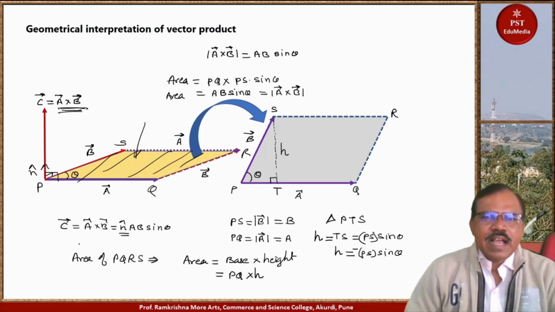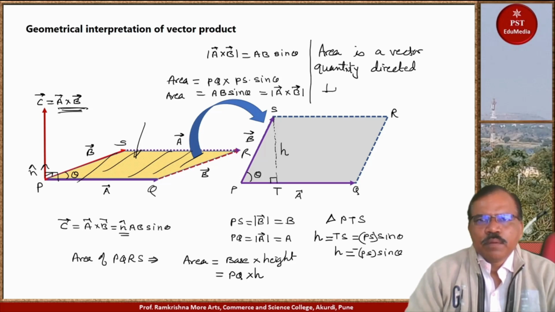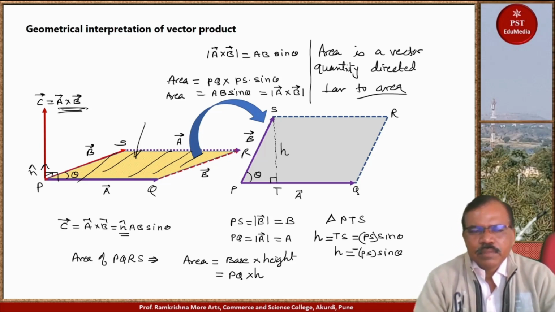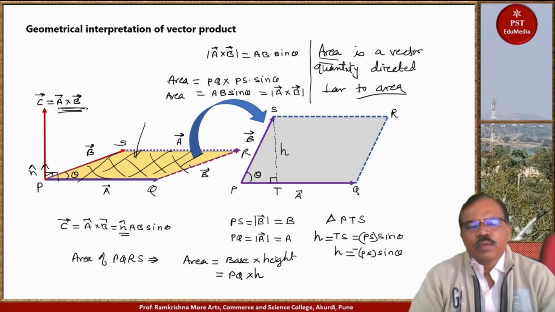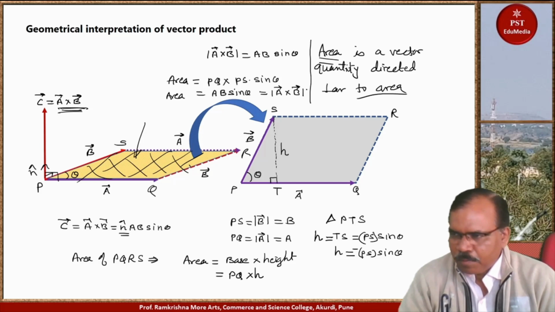That's why area is a vector quantity directed perpendicular to this area. Area vector is directed perpendicular to the area. So this is the geometrical interpretation of the vector product.